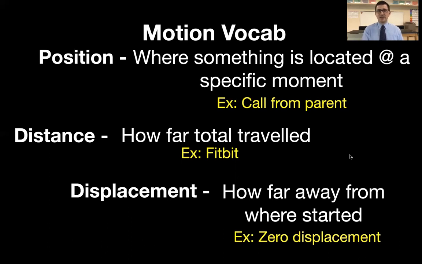So distance is the total distance traveled. One classic example of distance is if you wear a Fitbit. It keeps track of your distance, the distance you traveled over the course of a day in like number of steps. So it doesn't care if you're walking up the stairs or down the stairs, if you're walking east, south, north, west, it just cares how many steps that you're walking. So it's kind of the total distance that you traveled, and we just call that distance.